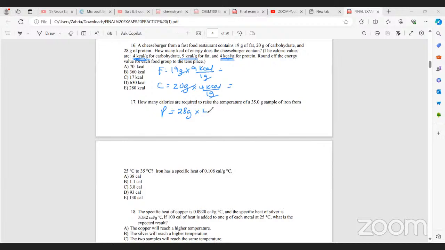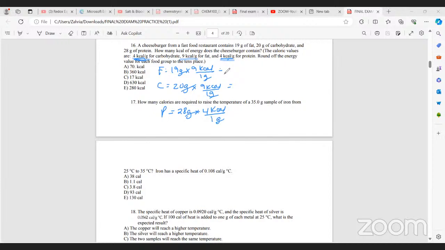The conversion is 4. I put the wrong thing for carbs, guys. Oops, sorry. That should be 9 for that one. My bad. For the carbs, that was 9. For your protein, that was 4. Again, divide that by 1 gram. So all you have to do now is go through and multiply each of those numbers to get your answer.